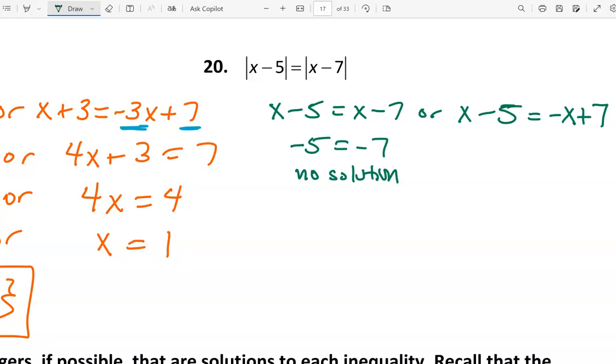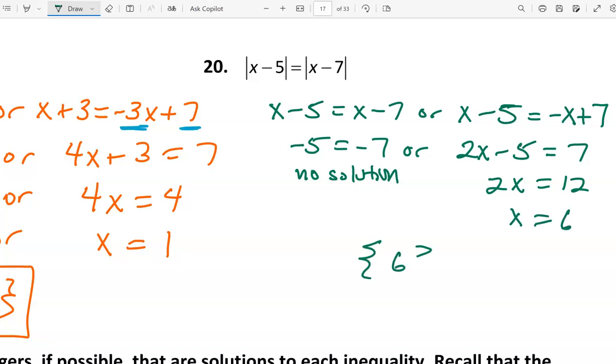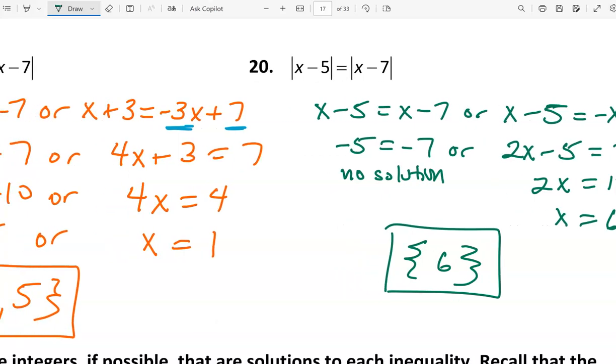All right, let's solve the one on the right. So adding x, 2x minus 5 is equal to 7. And then adding 5, 2x is equal to 12. That gives us a solution of x equals 6. So this equation has just one member in its solution set. There's only one solution where we might be expecting two.